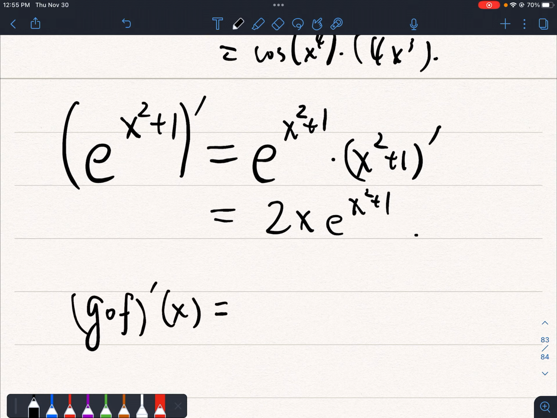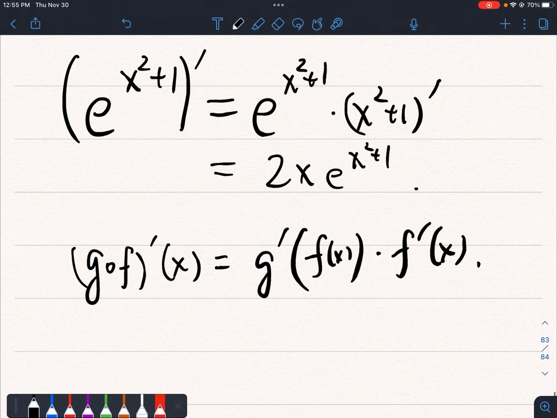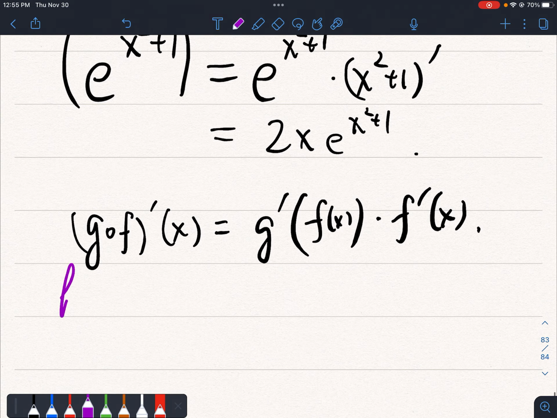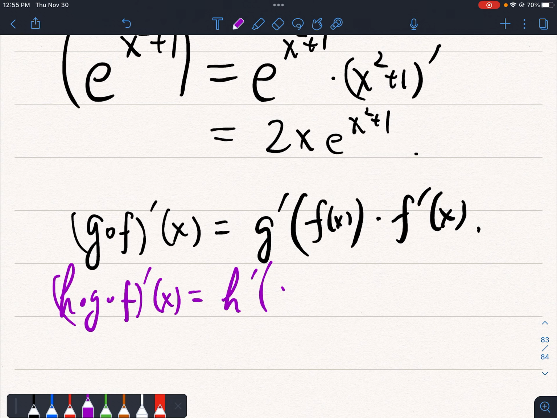So now, let me tell you the formula of the chain rule. The chain rule says that if you want to look at the derivative of g composed with f at x, then this is g prime at f of x times f prime of x. So that's exactly the same meaning. You think about this f of x as a variable, and then you take the derivative of g with respect to that variable. Okay? And then you need to multiply by the derivative of f. And if you cannot do it in one step, then you need to do it in several steps.